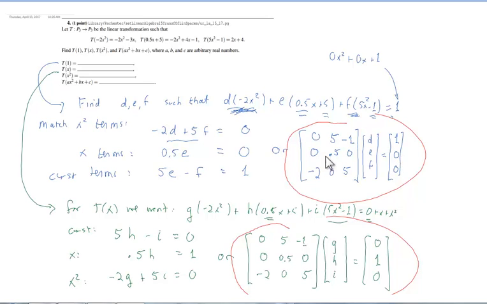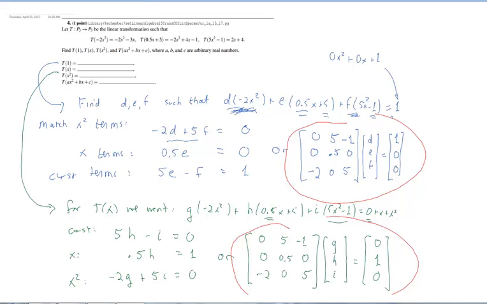Okay. Now, let's match up this equation here. We have x squared terms, we have x terms, and we have constant terms. If you look at the x squared terms on the left-hand side, you get minus 2d x squared plus 5f x squared, and you don't have any x squared term here, so you get 0. The x terms here have 0.5e x on this side, 0x on this side. 5e minus f is the constant term here, and 1 is the constant term here.